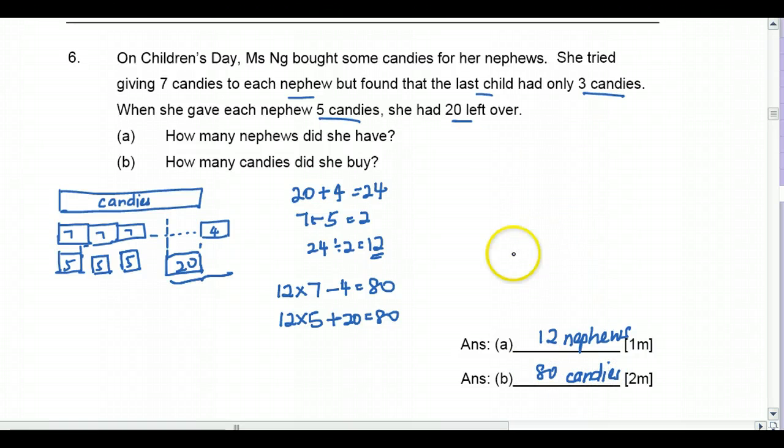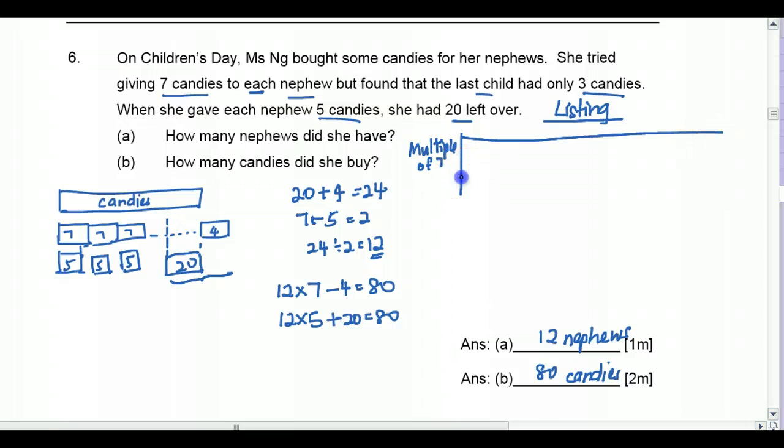I'm going to show you another method, which is called the listing method. So now I know that if she tried giving 7 candies to each nephew, that is a multiple of 7. And if she gave each nephew 5 candies, it is a multiple of 5. So let's start and list.